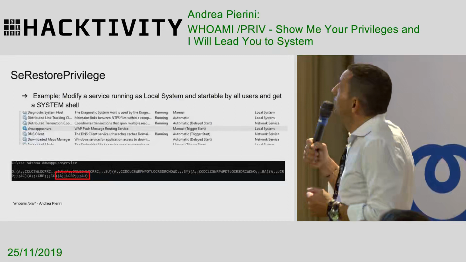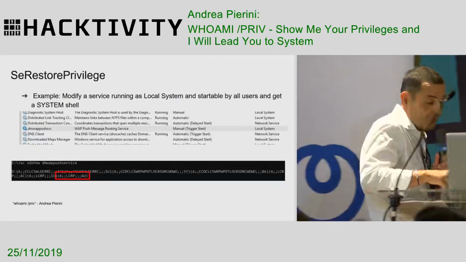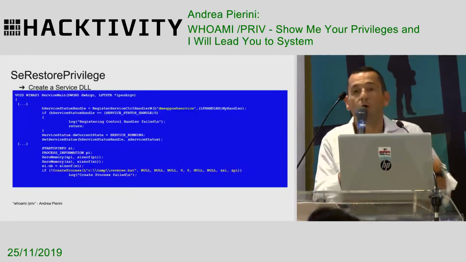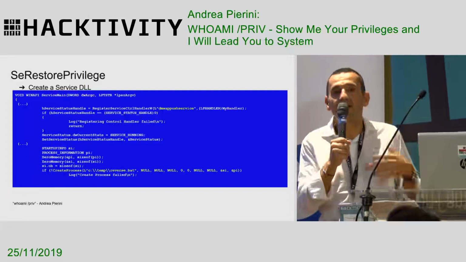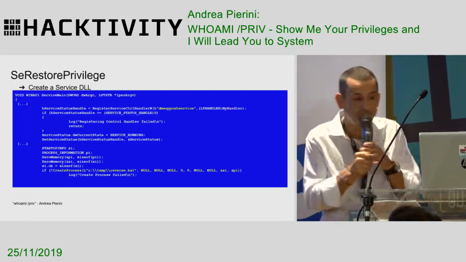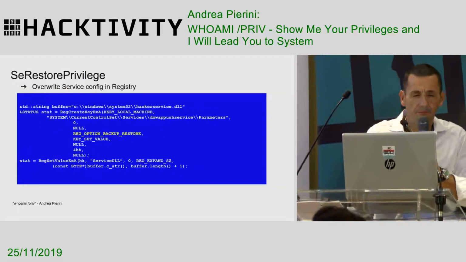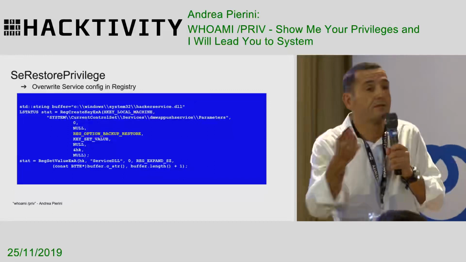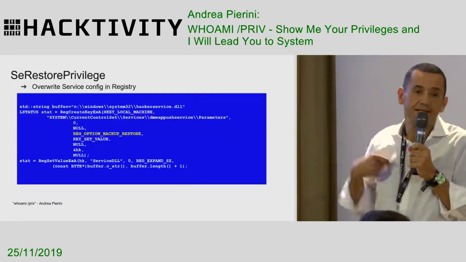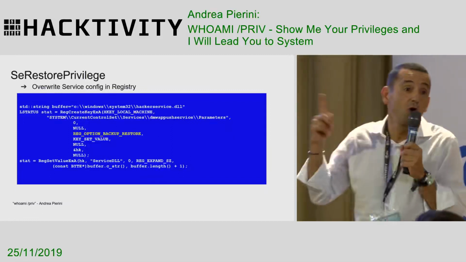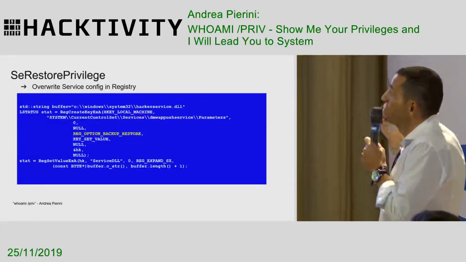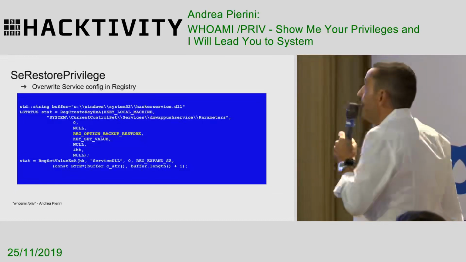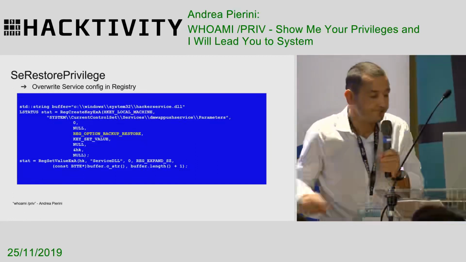So, what's the idea? First of all, I create a simple service DLL, which will run a batch file, and this batch file will spawn a reverse shell, okay? And then I will overwrite the service configuration, telling it that the service DLL is not the original service DLL, but the service DLL which I will copy in the System32 directory. This is possible because I use the backup semantics flag, the restore flag in this case.